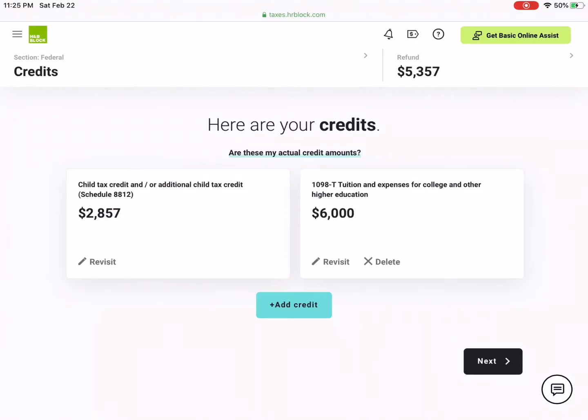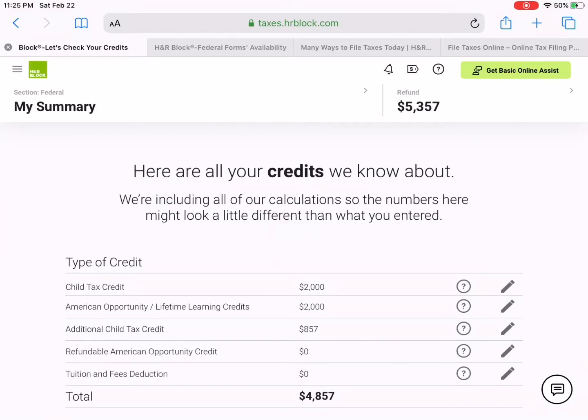And so that's one of the other critiques that I have, is they're not actually showing me the calculations that they have for these tax credits. They're just showing me that, hey, these are the credits that you have. And I don't like that.